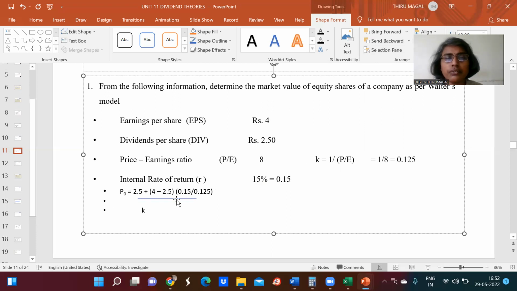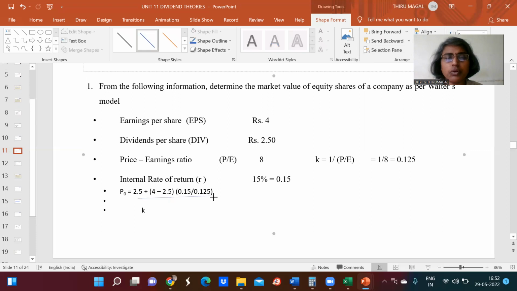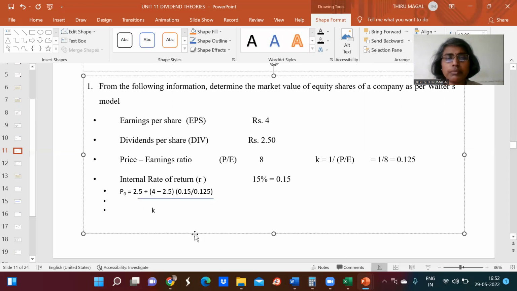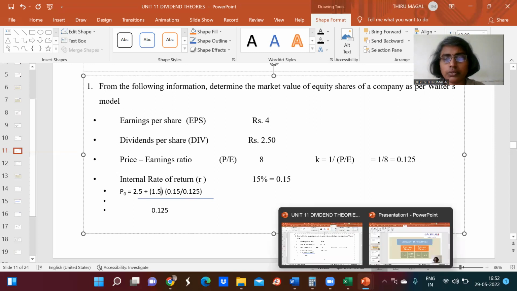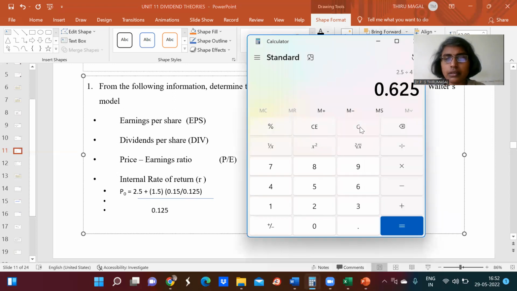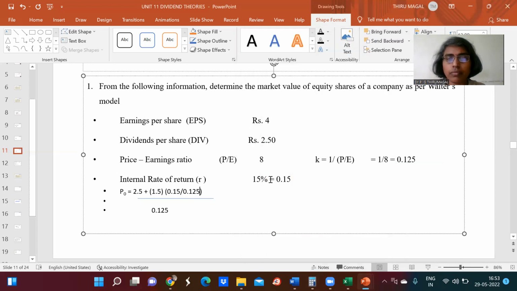So now if you substitute in the formula, the whole divided by K, K again is 0.125. Now we need to simplify this. This 2.5 write as it is. 4 minus 2.5 is 1.5. Then we need to divide these two: 0.15 divided by 0.125. The value is 1.2.